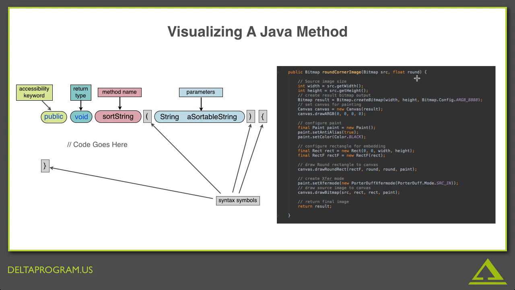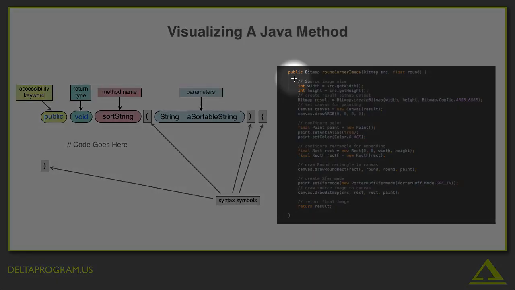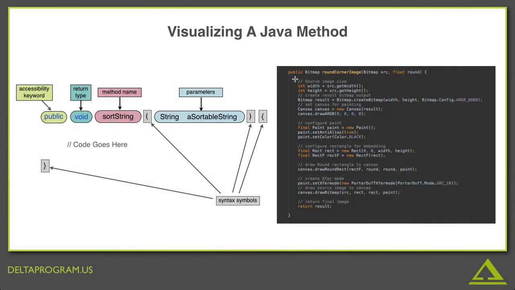Okay, the only other thing we haven't talked about is the accessibility keyword. In this case, public. That just means you can access this method from anywhere else in the code without restrictions. For now, that's fine, but we'll talk later about the other types and why accessibility is so important. So let's see if you can put all these clues together and deduce what this method does without having to read through all this code.